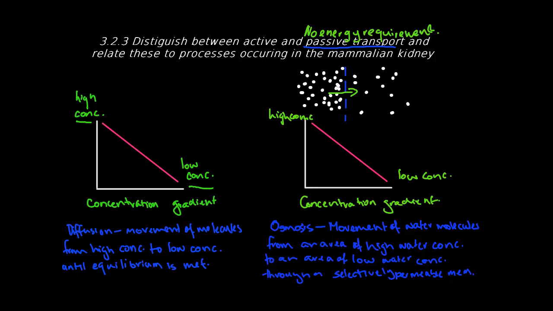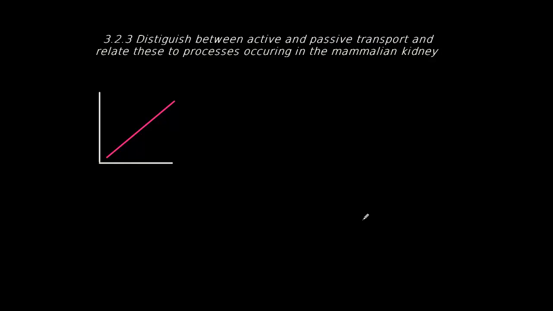So if you require more of the molecules to be in one location, not the other, there's no more net movement. It doesn't move any further. We require active transport in those situations. So the next type of transport we're going to look at is what we call active transport.